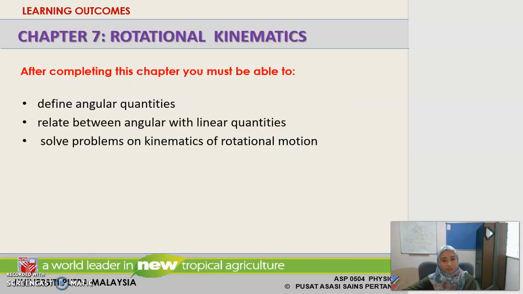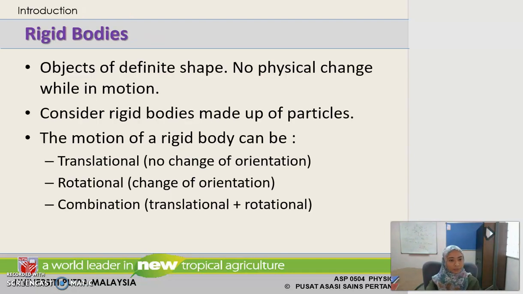After completing this chapter, you must be able to define angular quantities, relate angular with linear, and solve problems on kinematics of rotational motion. These are the learning outcomes, which means that these are the things you will be asked on the exam. Chapter 7 is on your final. Your test covers chapter 3 up to chapter 6. So chapter 7 and onwards is your finals.